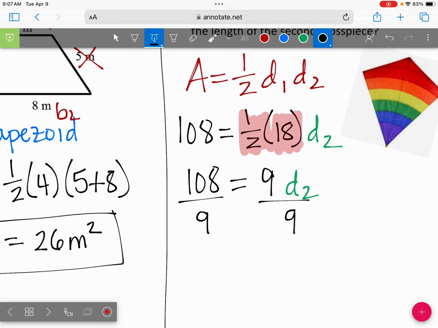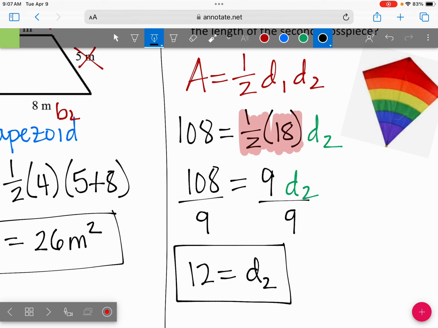So in your calculator, take 108 divided by 9. I think you get 12. 9 goes into 10 once. Yeah. Who got 12 for diagonal 2? And that would be your answer. 12 equals diagonal 2.